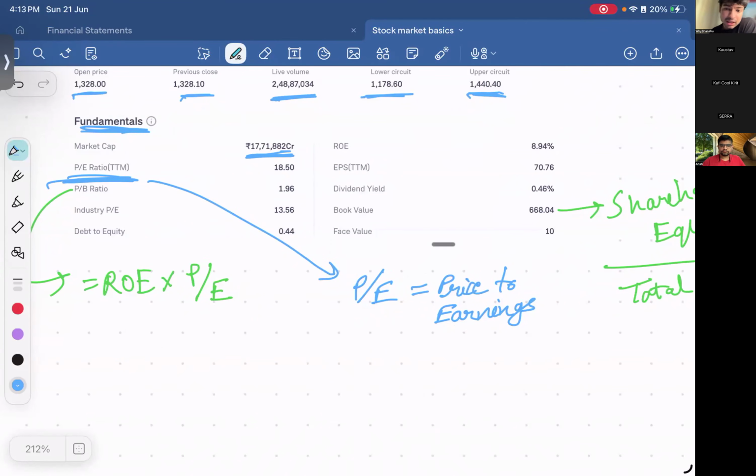Okay, price to earning. Let's get back to here. This is the most important part, so if you have not paid a lot of attention, now is a good time to take a sip of the coffee.